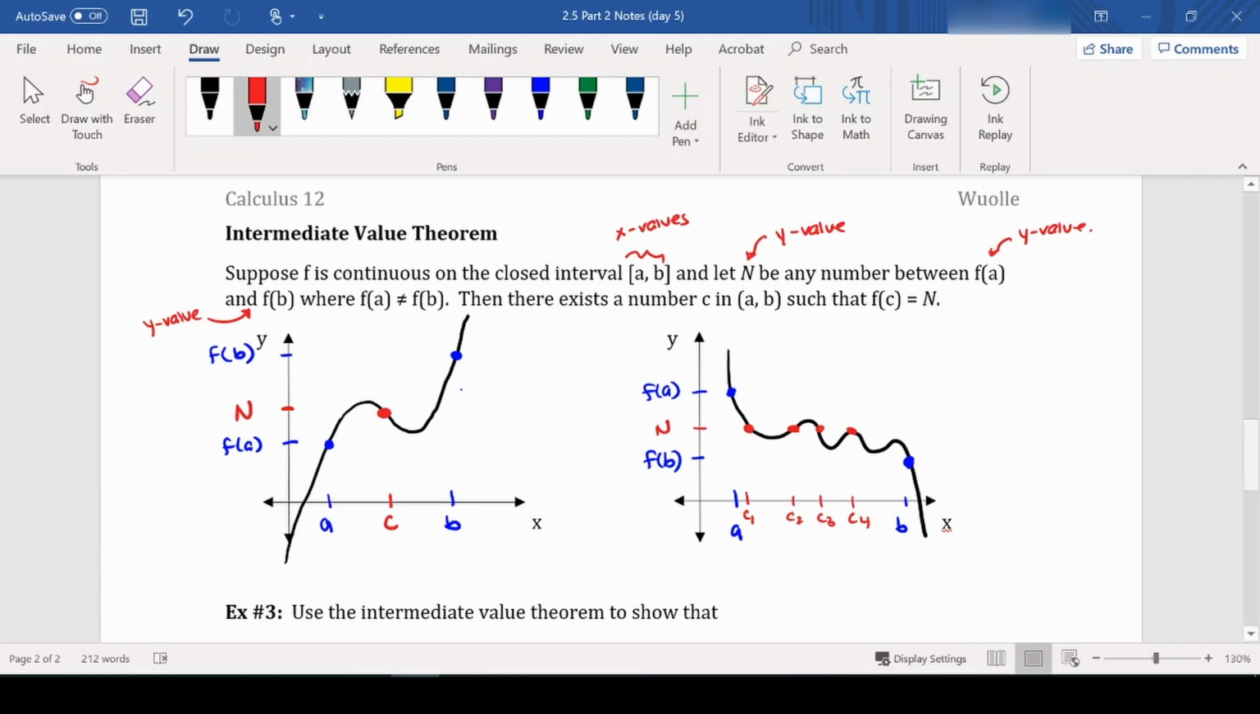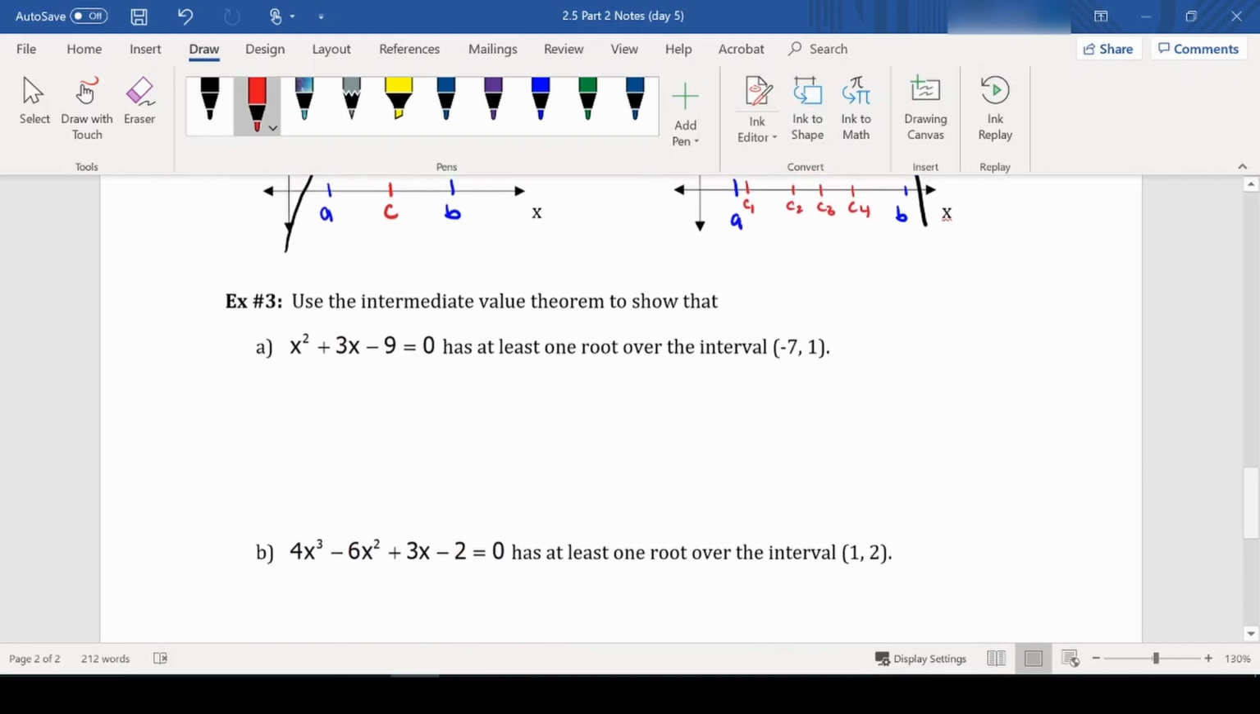So why does this help us? Well, a common question you'll see is questions like this. Use the intermediate value theorem to show that this function has at least one root over this interval. So one root, we know a root happens when y is equal to 0. A root is an x-intercept. So we're trying to show that this will happen at least once.